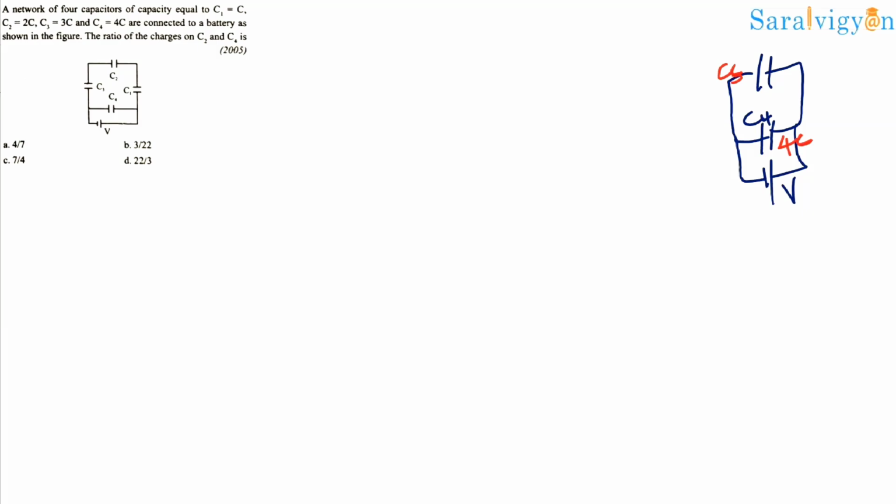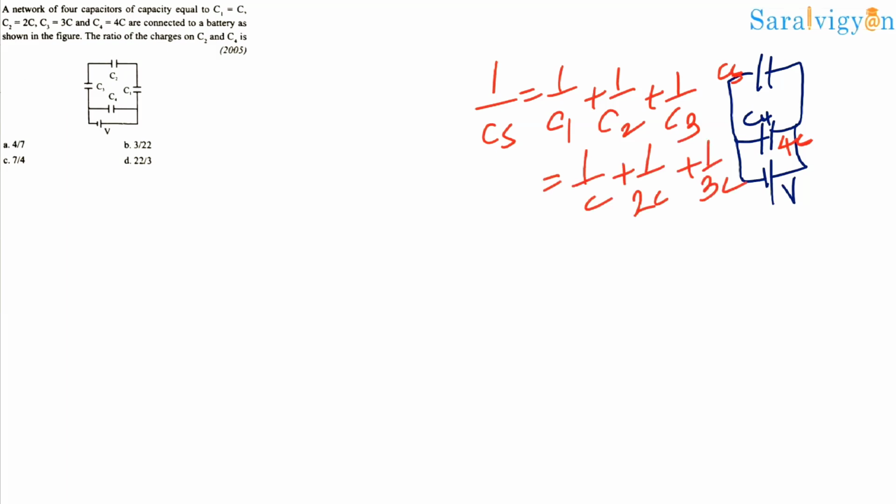We know for a series combination of capacitors the formula is 1 by Cs is equal to 1 by C1 plus 1 by C2 plus 1 by C3. So let us substitute C, 2C and 3C, and after doing all the rearranging and taking LCM, we get Cs, that is capacitance in series, is equal to 6C by 11. So we can write 6C by 11 over here.